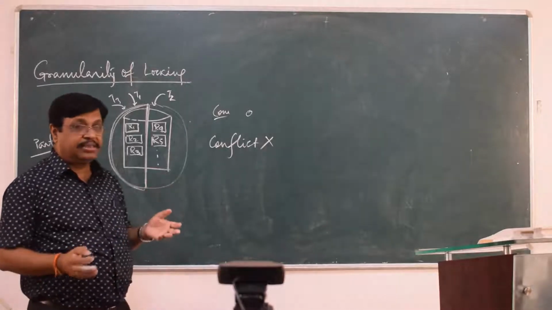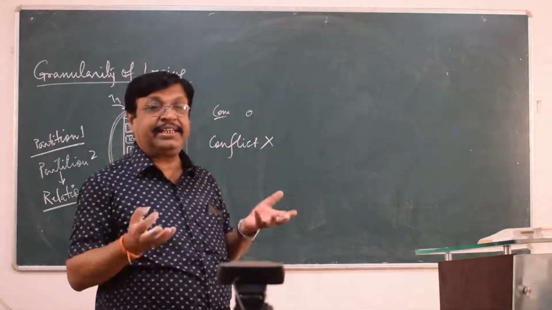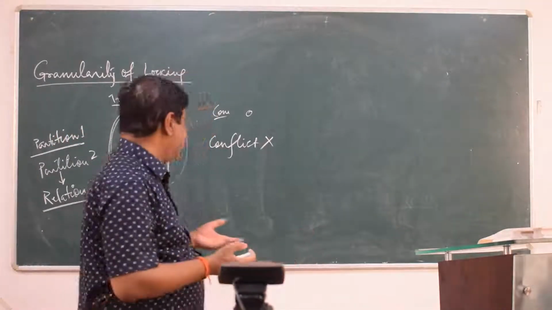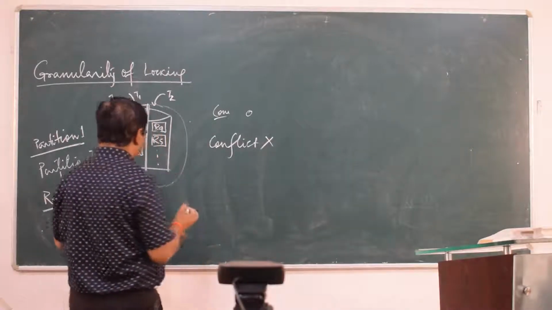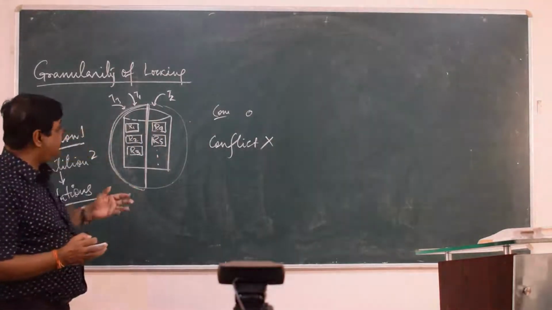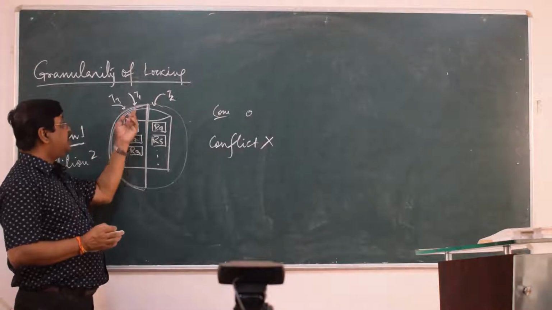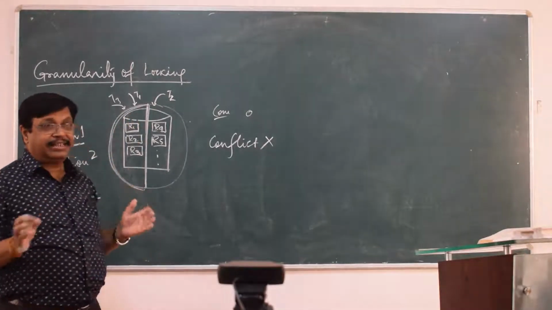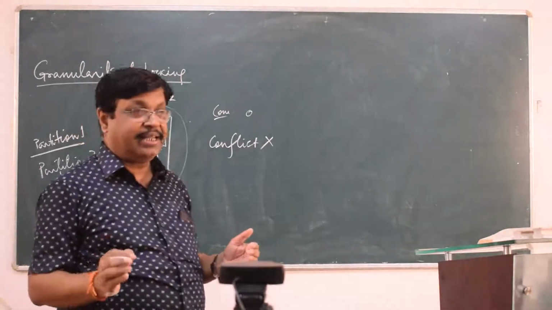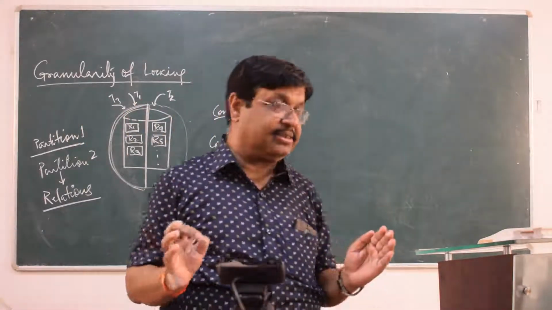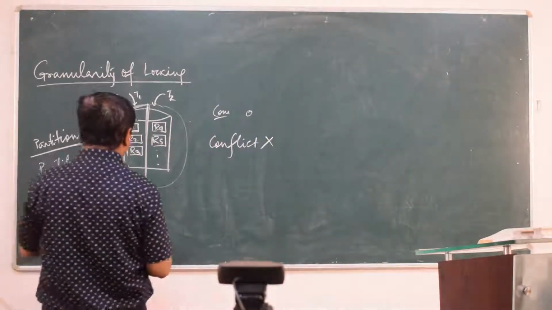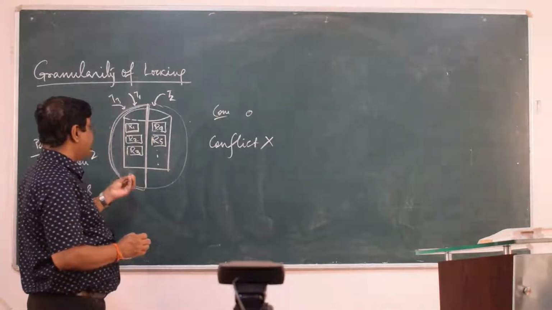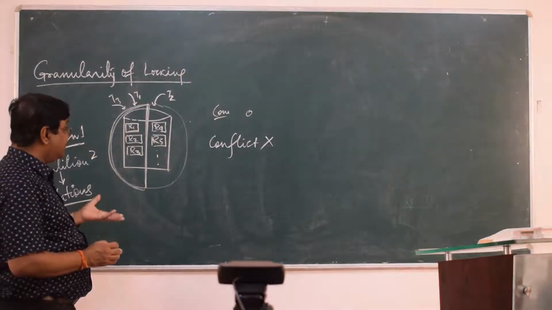So what happened here? The concurrency has increased. Concurrency has enormously increased. Say there are in total 100 relations. In that case, one transaction would lock a particular relation, and 99 relations could be accessed by 99 transactions. So this has increased the concurrency. Now it is not zero. Concurrency has increased.